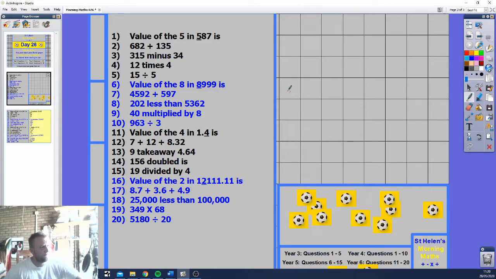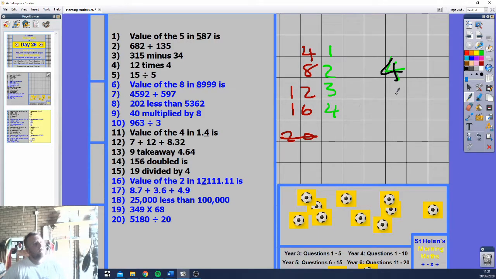19 divided by 4. There's no way you need to do this using the bus stop method. Just use your times tables. 4, 8, 12, 16, 20. Too much. 20 is too far. First multiple, second multiple, third multiple, fourth multiple. The answer is 4. However, there's a remaining amount because it needs to get to 19. 17, 18, 19. Remainder of 3. 4 remainder 3.